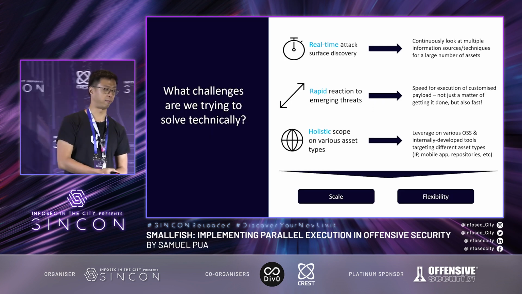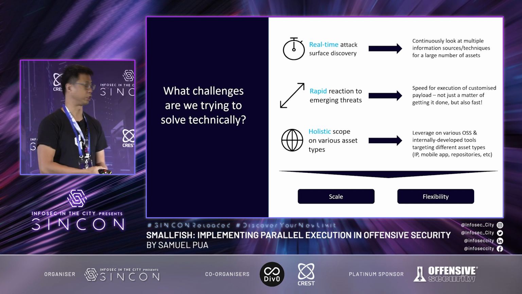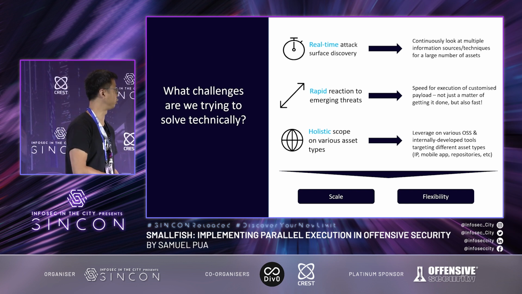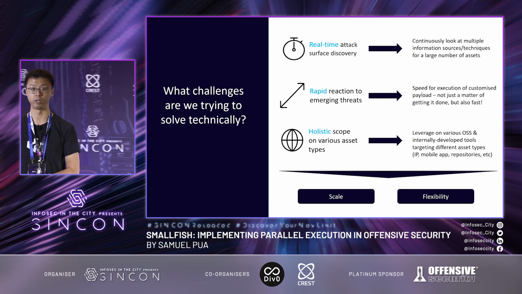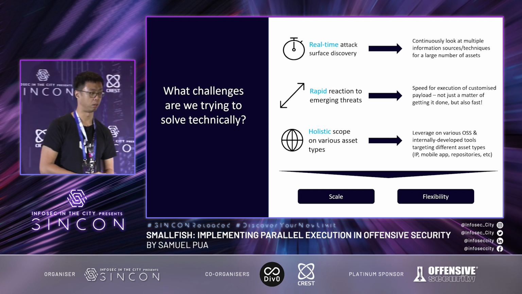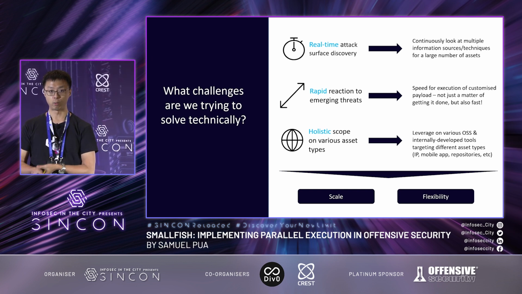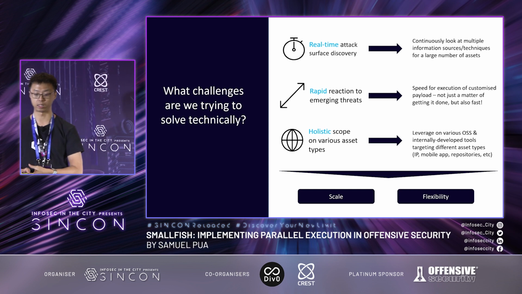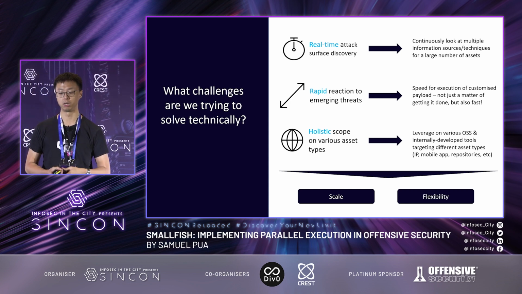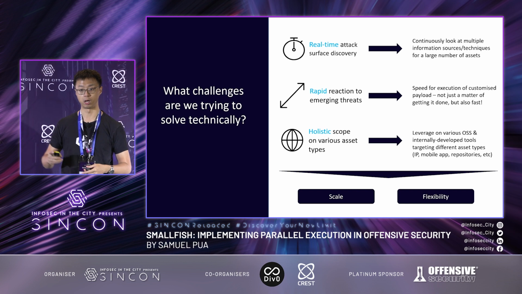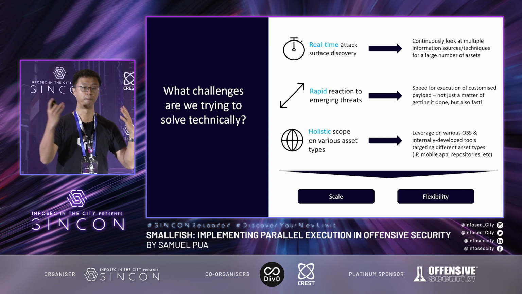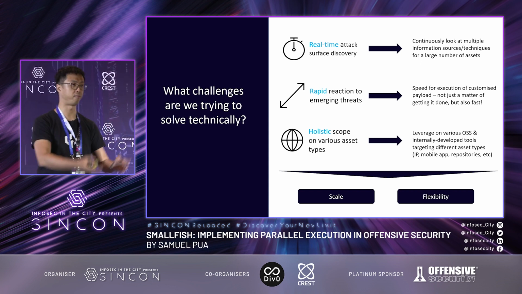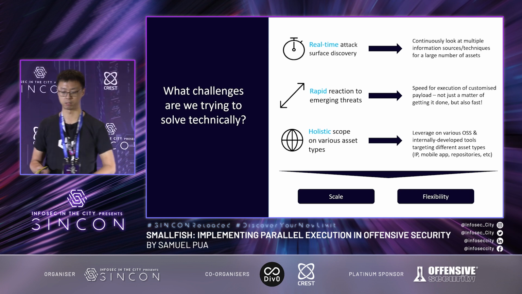So what challenge are we trying to solve technically? What we do at watchTowr is we have to be able to react to real-time attack surface discovery. We need to also have rapid reaction to emerging threats, and have holistic scope on different types of asset types. What this means, firstly, in terms of real-time attack surface discovery, is we need to continuously look at multiple information sources at a large number of assets. And when we look at so many assets, we need to make sure that all our executions are fast and all our executions can complete. One single machine simply isn't able to cover these types of assets.